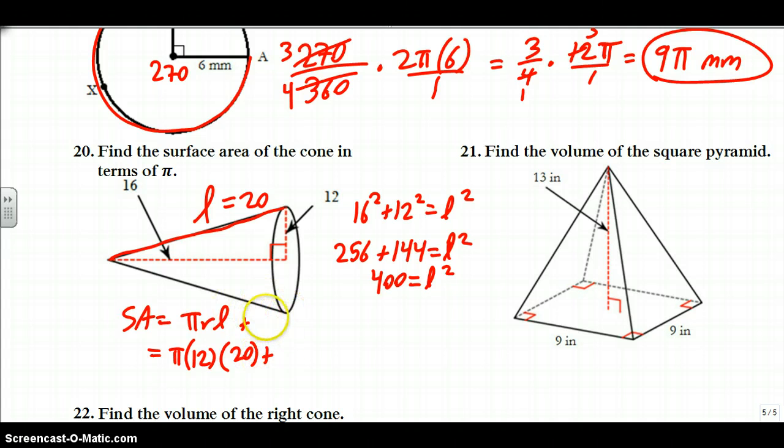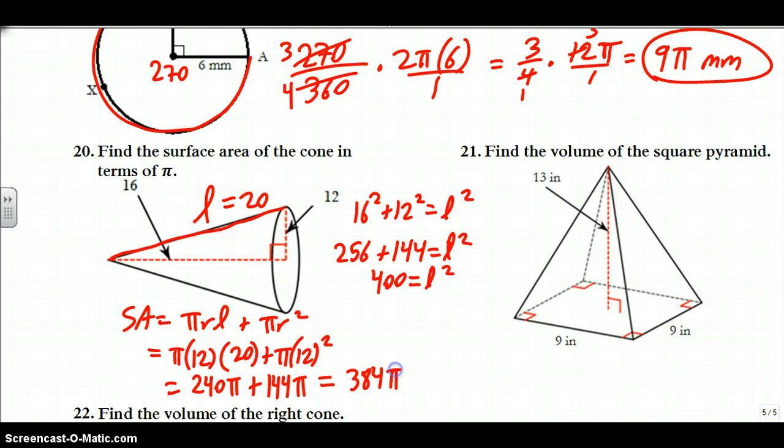Well, remember area of the base is pi r squared, right? And the radius is 12. So we just go from there. It does say in terms of pi. Awesome. So we're going to do 12 times 20, which is 240 pi, plus 144 pi, which will equal 384 pi, and there are no units once again, so we'll square those units, okay?